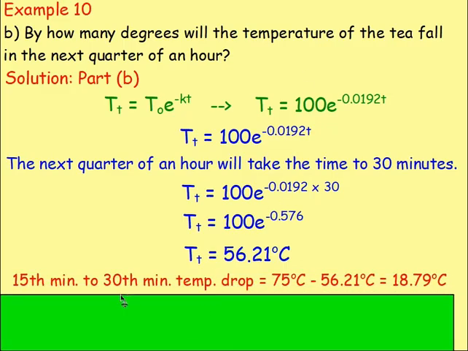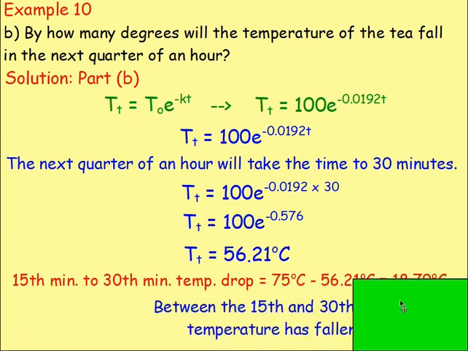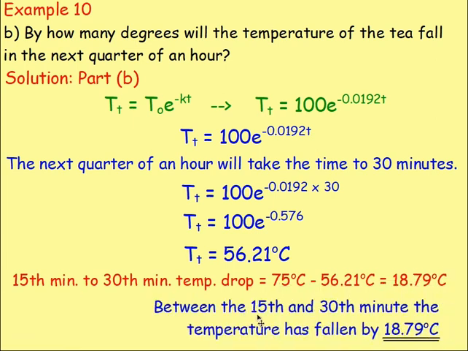How far will it fall? And we were told in the question that after 15 minutes the temperature was 75. So it was at 75 after 15 minutes, and after 30 minutes it worked out to be 56.21. So the difference between them is 18.79 degrees. So we can say that between the 15th and the 30th minute, or for the next quarter of an hour, the temperature has fallen by 18.79 degrees Celsius.